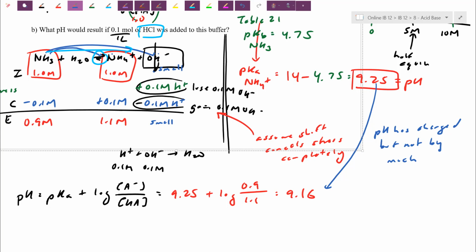Get a little bit of practice using the Henderson-Hasselbalch equation. You don't need to memorize it. It's easy enough to derive from the Ka expression. If not, it's also on your data booklet. Pick it up from there.